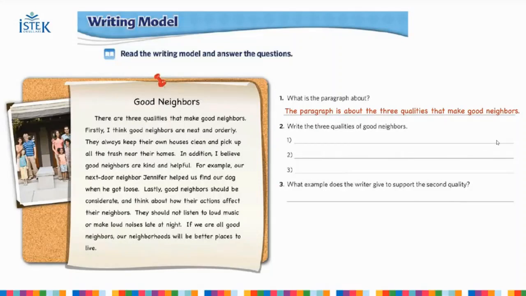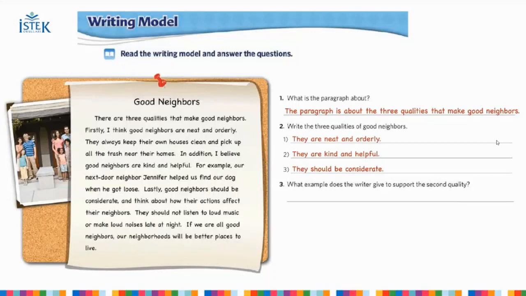Okay, let's get back to the paragraph. As you know, we have main points in each paragraph. Here, we've got 3 main points as it's mentioned in our topic sentence. We should look for these 3 qualities. We've got 3 transitions in our paragraph. Firstly, in addition, and lastly. Now, these 3 sentences, after all these transitions, are our main points, which are the qualities of good neighbors.